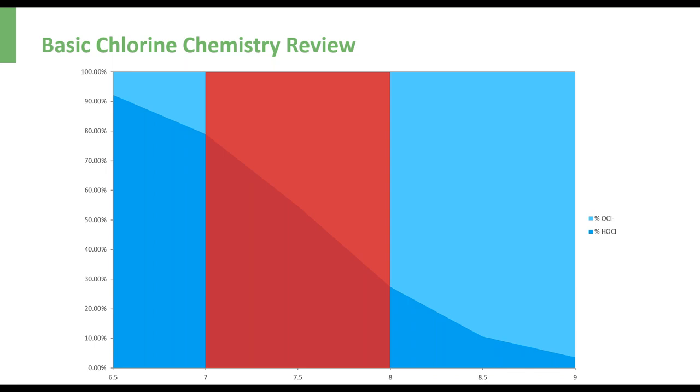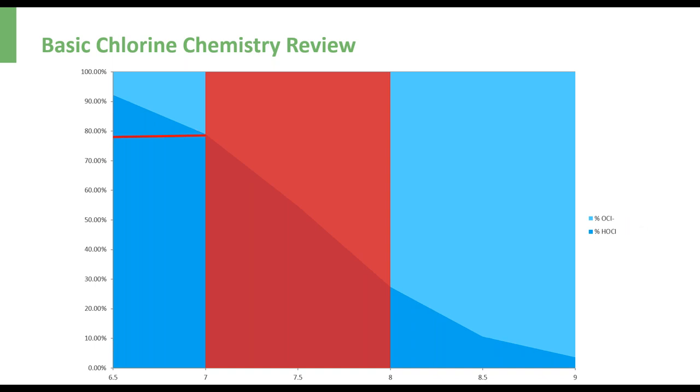So if your water, no matter if it was the drinking water or wastewater, if you're running at a 7 pH, you can see on this chart that almost 80% of that 1 milligram per liter of free available chlorine is your stronger oxidizer, the hypochlorous acid. And then the rest of it is going to be your hypochlorite ion, which is your weaker oxidizer.